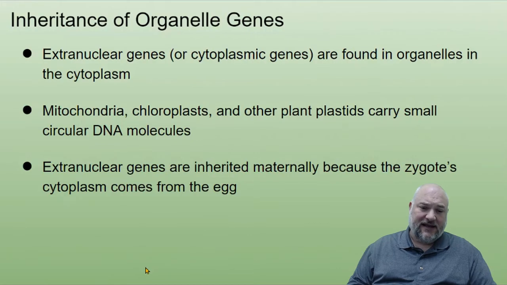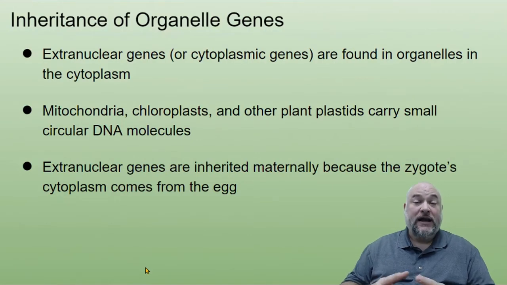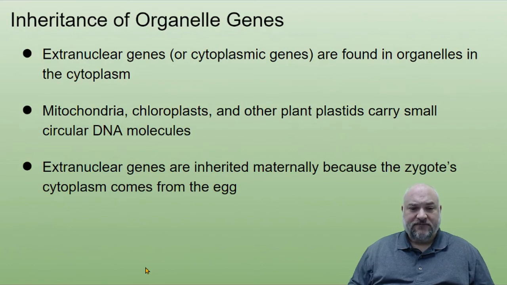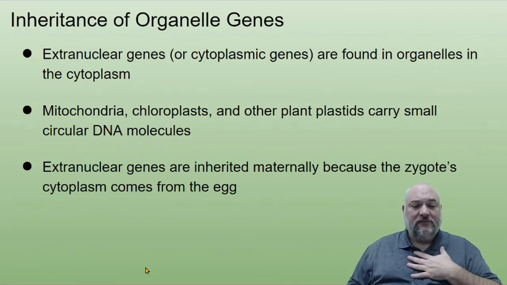Some other exceptions to Mendelian inheritance: organelle genes. We talked about this earlier in the year. We talked about mitochondria and chloroplasts. Extranuclear genes are genes found in organelles in the cytoplasm. In us, that would be things like mitochondria; in plants, mitochondria and chloroplasts.